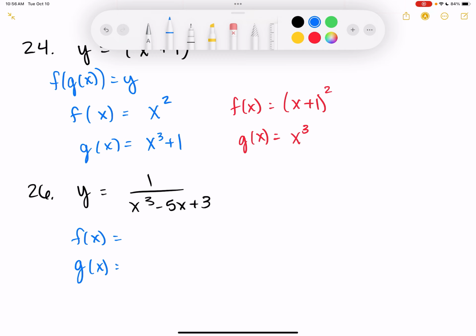What looks big and scary about this function? The denominator, minus 5x plus 3. Yep, so the whole denominator can be my g of x. So what would that make my f of x? 1 over x. Yep, 1 over x. So whatever we took out and put as the g of x, we fill in with just x. Basically, yes. And if I plug it back in, I get the same thing that I started with, so I'm good.